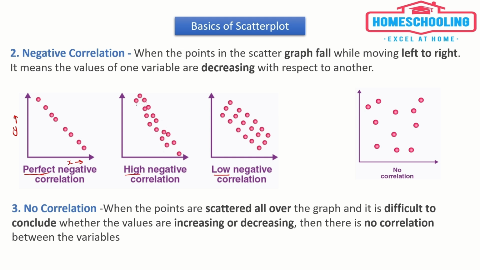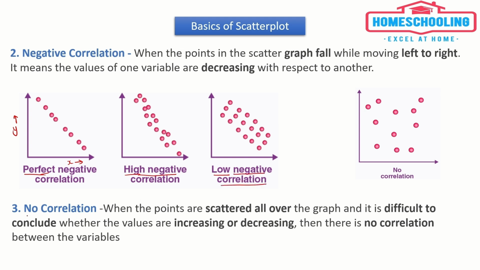When the data points are falling, but they are close to each other and having a high concentration while falling, then we call it a high negative correlation. And when the data points on the scatter plot are falling as we move from left to right, and the data points are scattered away from each other or having a low concentration, then we call that a low negative correlation scatter plot.